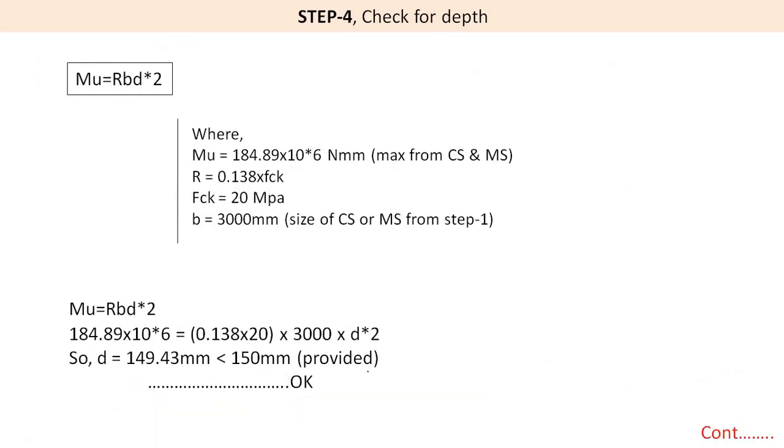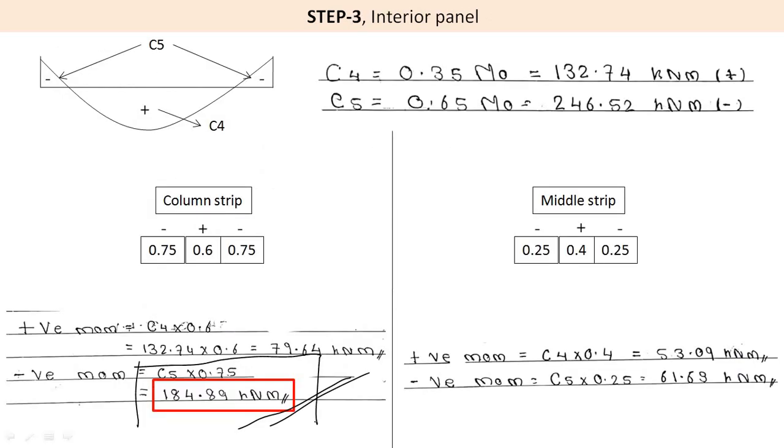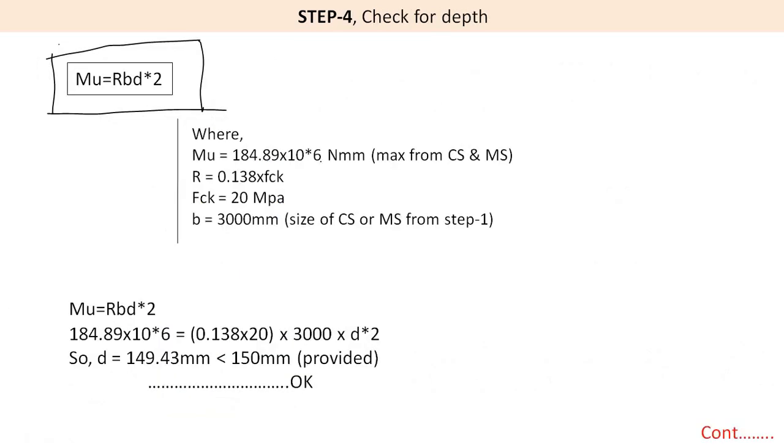The formula for check for depth is Mu equals R B d squared, where for Mu we will use the higher value, which is 184.89 into 10 raised to 6 Newton mm, the maximum from the column strip as well as the middle strip. Now let us talk about R. R is equal to 0.138 fck, and the value of fck is 20 MPa, and B will be 300 mm, which is the size of the column strip or middle strip from step number 1, which we have calculated.